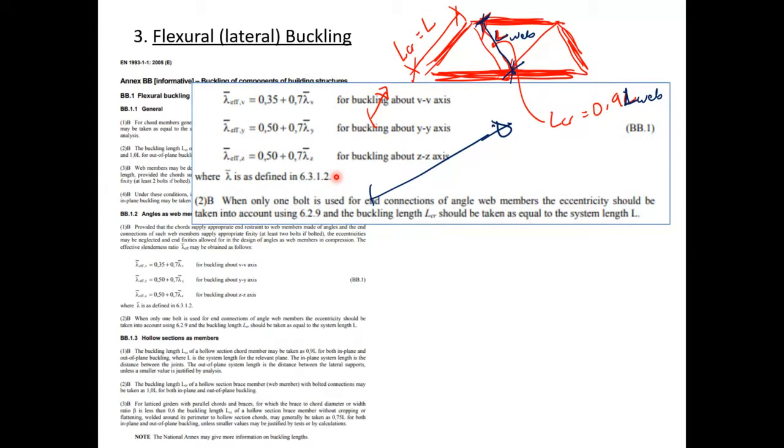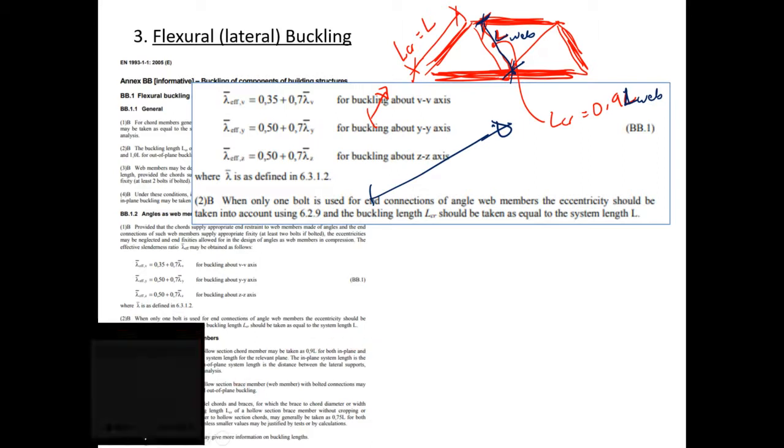Okay, and then as I mentioned, when only 1 bolt is used for the end connection of an angle member, the eccentricity should be taken into account using 6.2.9, and the buckling length should be taken as equal to the system length. So in other words, we have to take into account that we have a combined bending and axial situation. And then for hollow members, the buckling length of a hollow member may be taken as 0.9, both in-plane and out-of-plane directions.